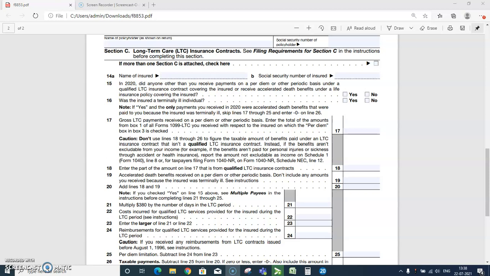Accelerated death benefits. Generally, amounts paid as accelerated death benefits under a life insurance contract, or for the sale or assignment of any portion of the death benefit as part of a viatical settlement, are fully excluded from your gross income if the insured is a terminally ill individual. Accelerated death benefits paid with respect to an insured individual who is chronically ill are generally excludable from your gross income to the same extent as they would be under a qualified LTC insurance contract.